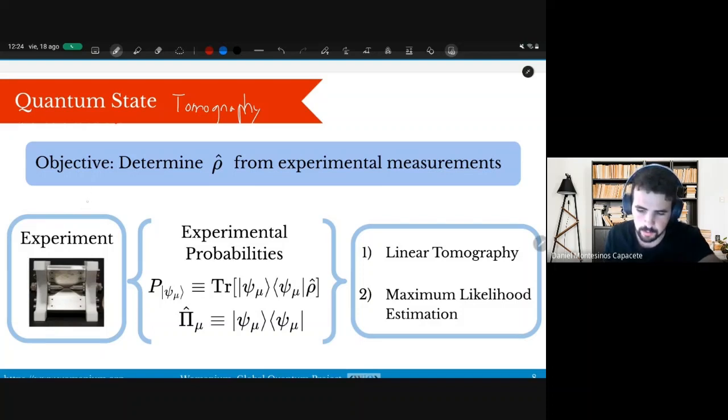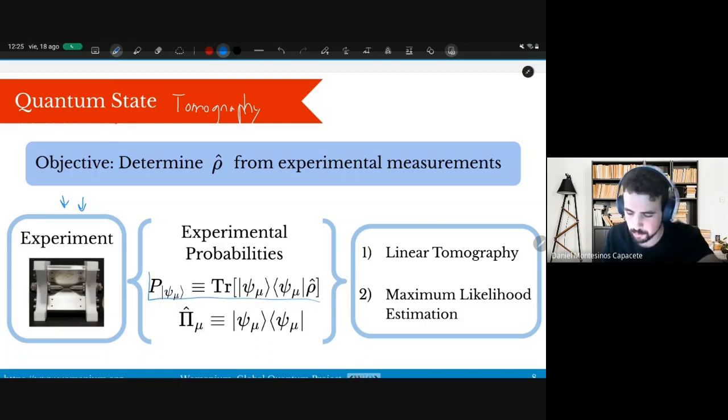So we have our experiment here. Out of our experiment, somehow, I will try maybe to explain this later, we are going to get experimental probabilities, and now I will be writing the probability in this way. This here is going to be the probability to be in this state. This is just a change of notation, and it is going to be given by the trace of this projector, which now I'm calling with this strange letter, the big pi.